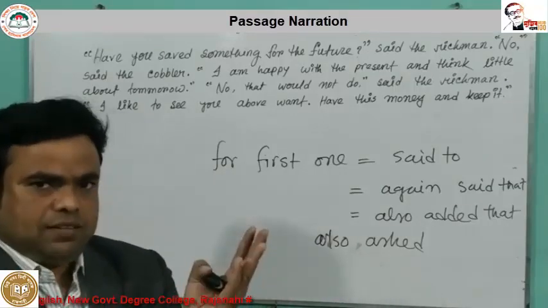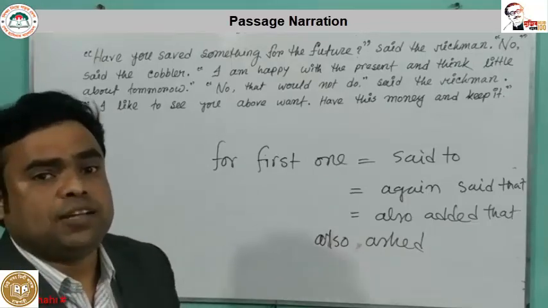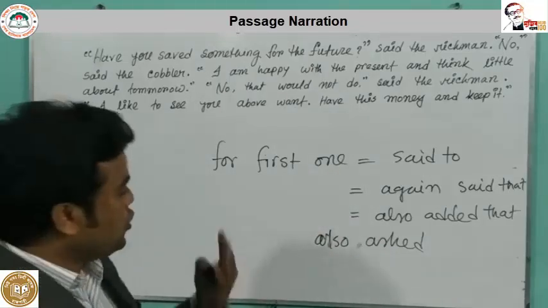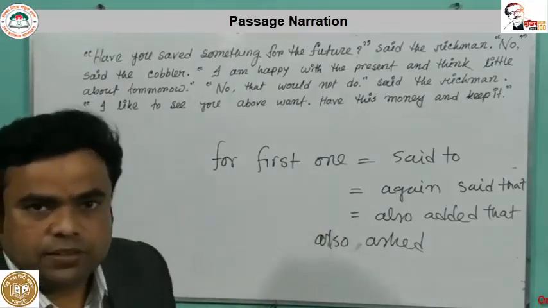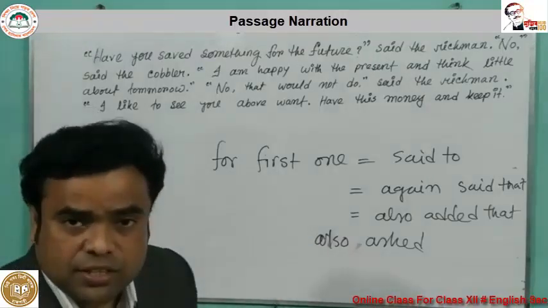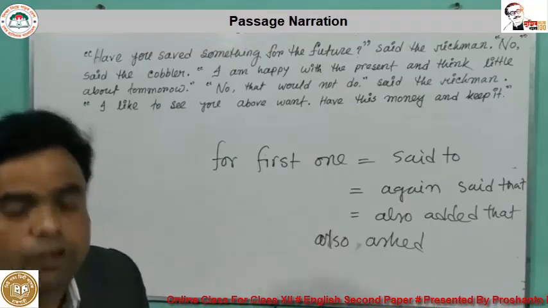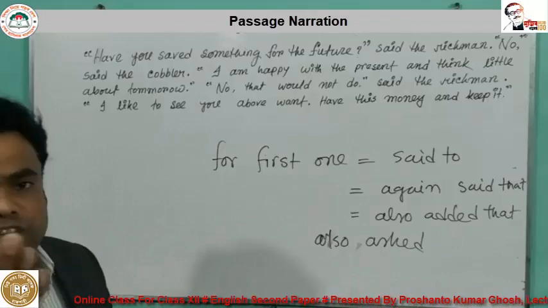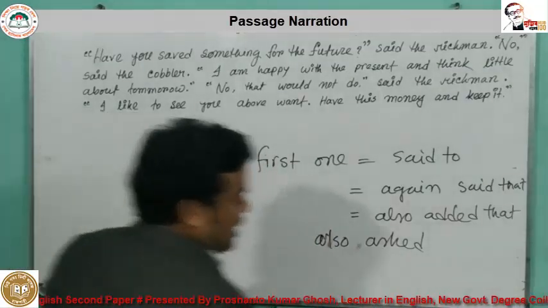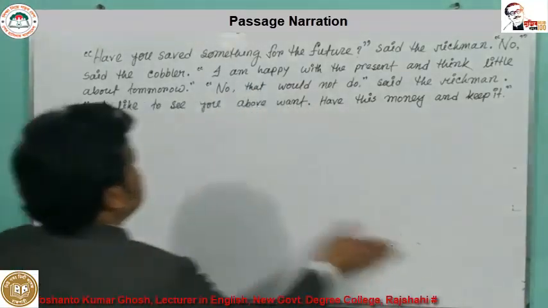Hope you understand. So, if there is a speech of the same speaker, one after another, in that case you have to use also added, also said, again said, further said, or also asked, again asked, further asked, also requested, again requested, further requested, etc. Hope you understand, dear learners. These are very common to you. So let's do the changes from direct to indirect in the passage, learners.